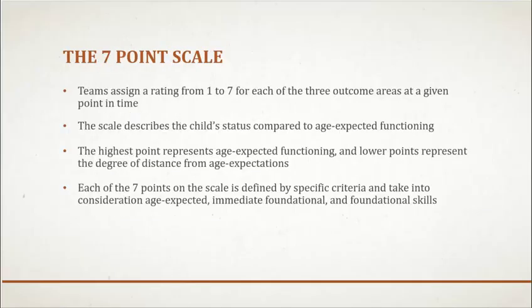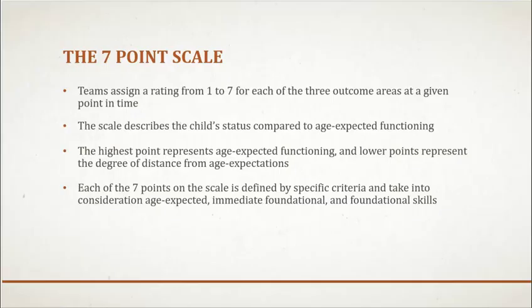There is a 7-point scale that is used when rating the child. So teams assign a rating from 1 to 7 for each of the 3 outcomes. This scale describes the child's status compared to age expected functioning. So we think about where the child should be functioning based on their age. The highest point represents age expected functioning.